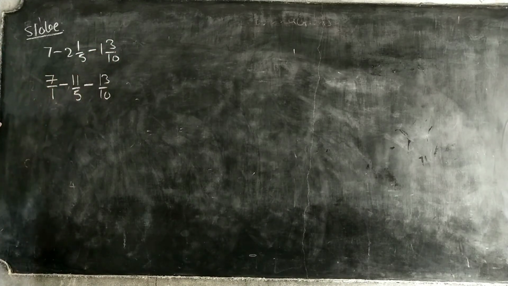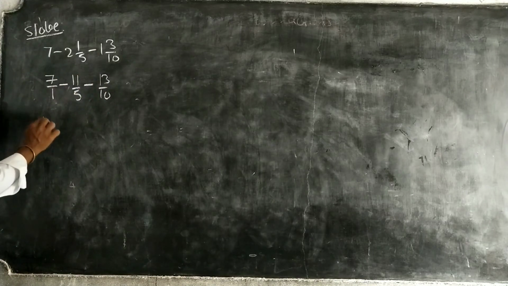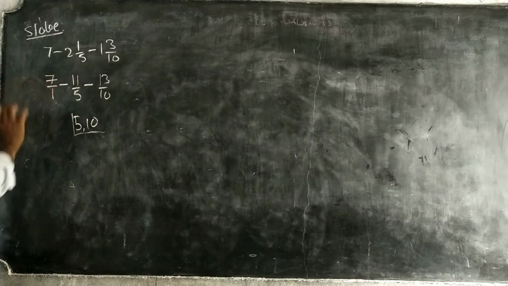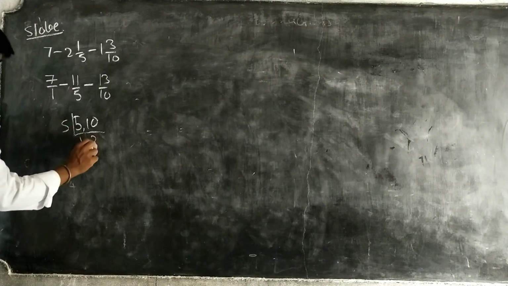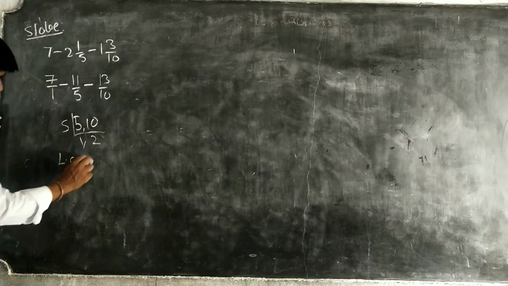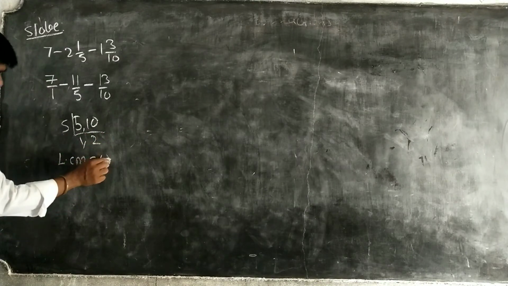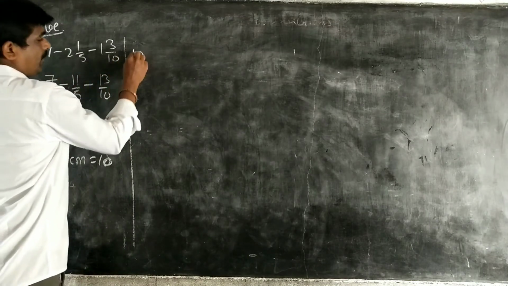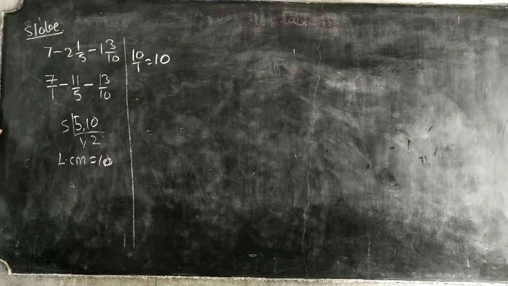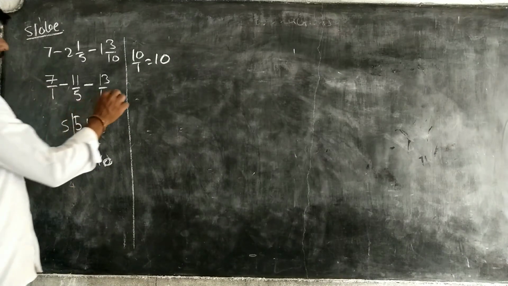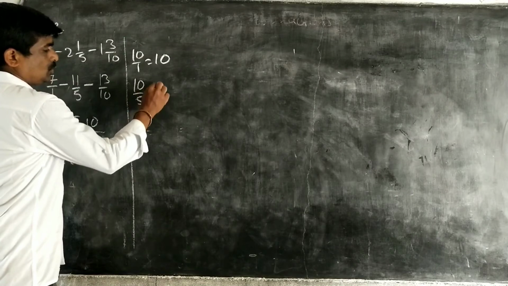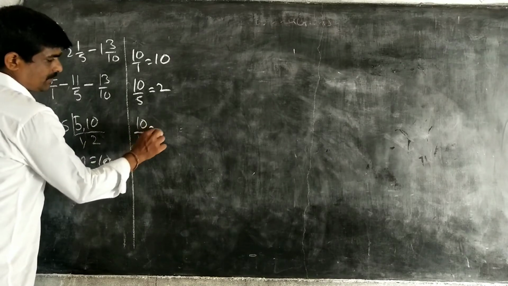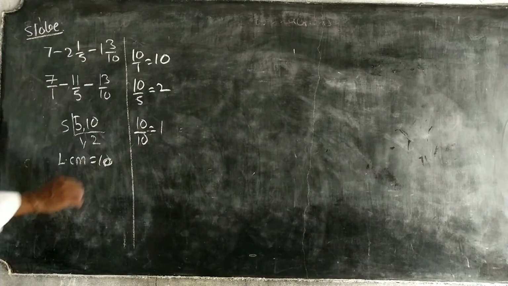So now these are unlike fractions. Find LCM of 5 and 10, because the LCM with 1 is always that number only, so we do not consider 1. 5 1s are 5, 5 2s are 10, therefore LCM is equal to 10. Now this 10 into this denominator, 10 by 1 is equal to 10 over. Next, 10 by 5 is equal to 2. Next, 10 by 10 is equal to 1.